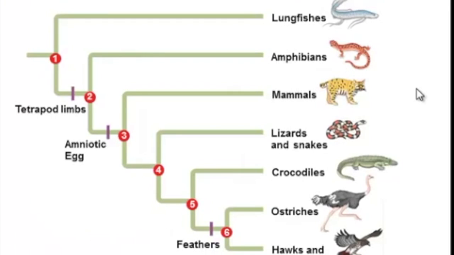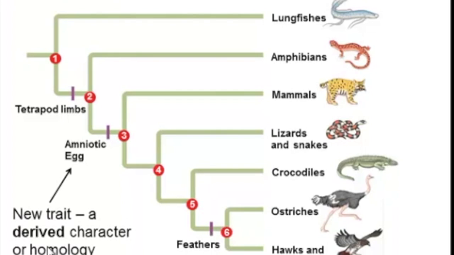So how do we build these trees? Well, we use homologies that we talked about a few minutes ago. Each of these purple hatch marks indicates a homology, which you might also see called a derived character. This means a characteristic that developed at some point during the evolution of organisms. So the amniotic egg is a derived character, or a homology, shared by all of these species that evolved after the appearance of this characteristic.